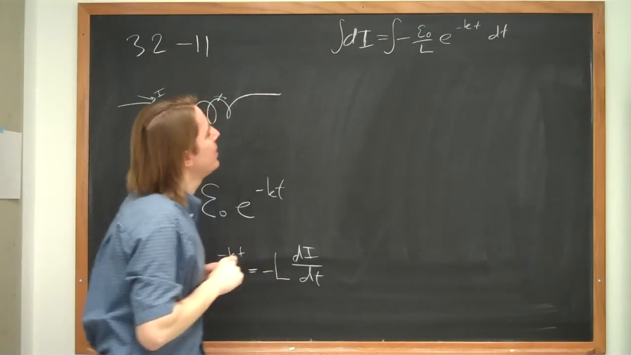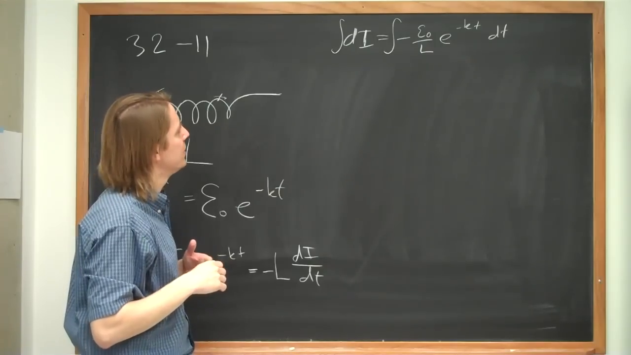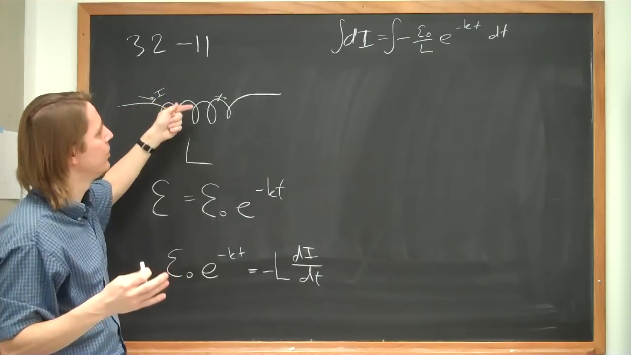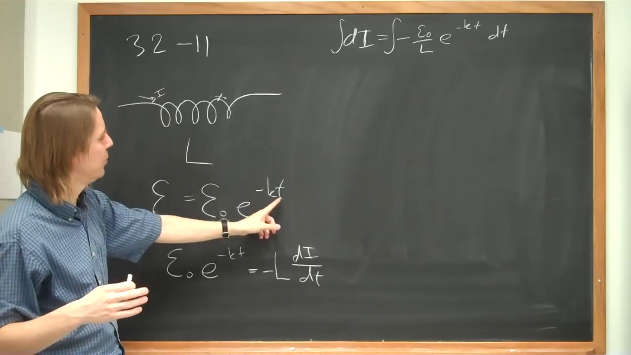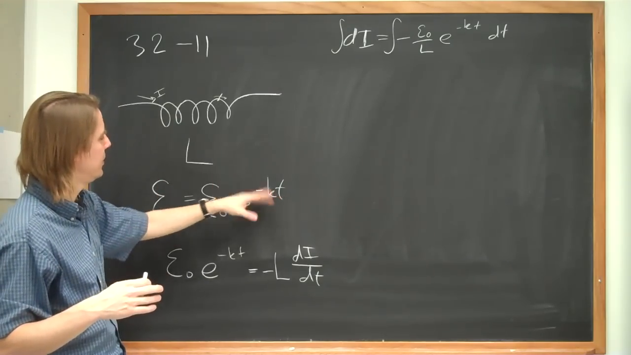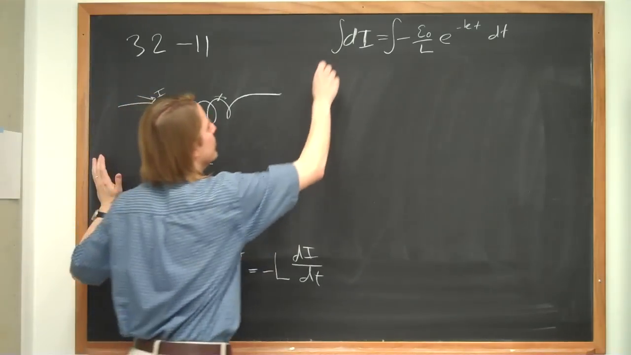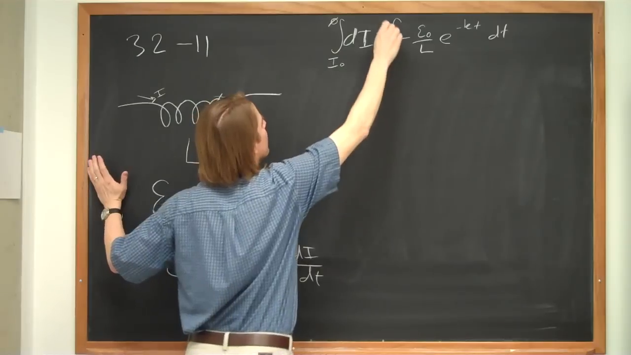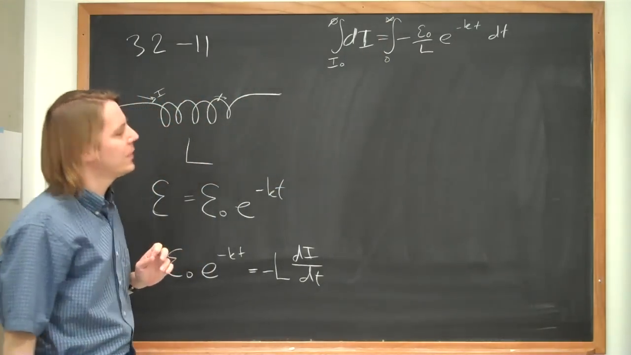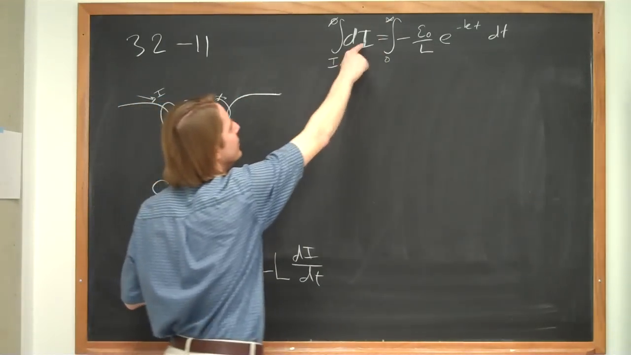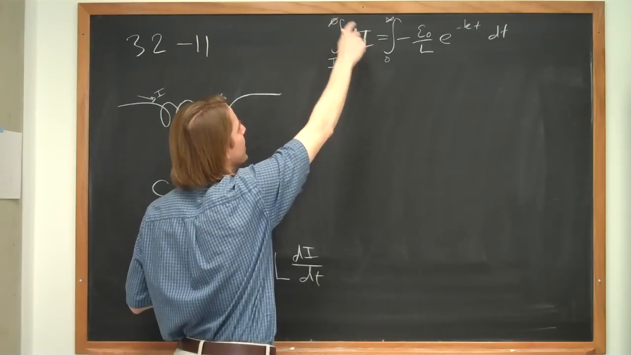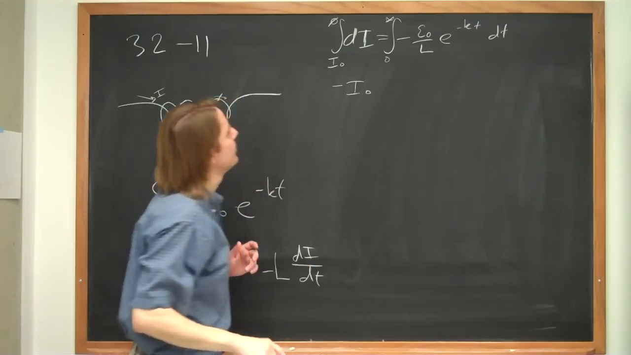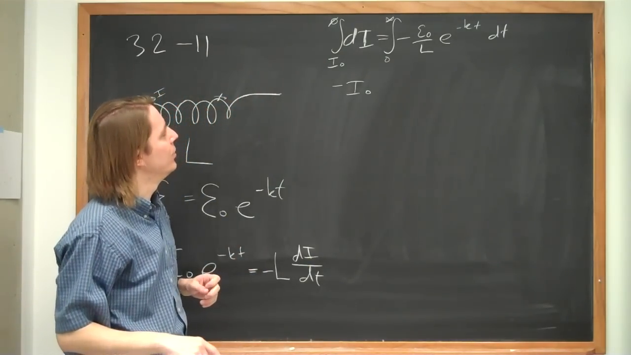In addition to integrating, we have to think about the boundaries of the integration. The current goes from some I₀ down to 0. If the EMF goes to 0 at large t, in this exponential decay, the current must go to 0. So it must go from I₀ to 0 in time 0 to infinity. The integral of dI is I; you evaluate it at 0 and at I₀, so you end up with minus I₀, just because that's at the bottom of the limit.